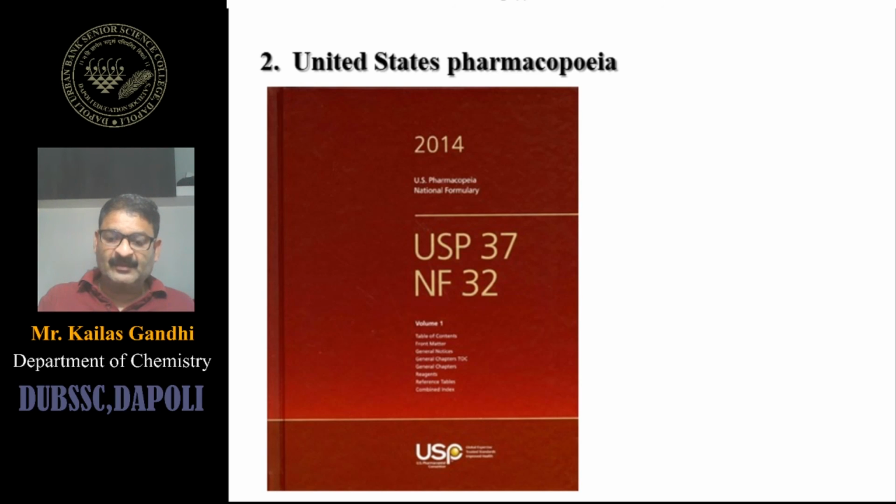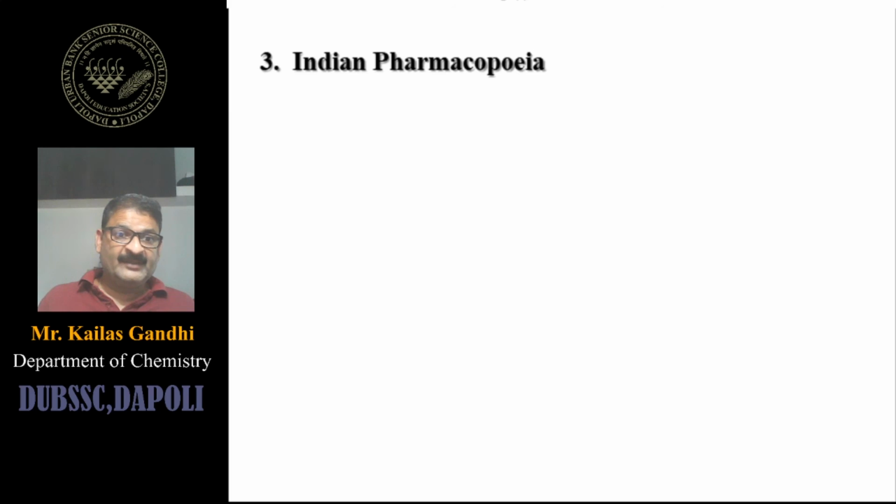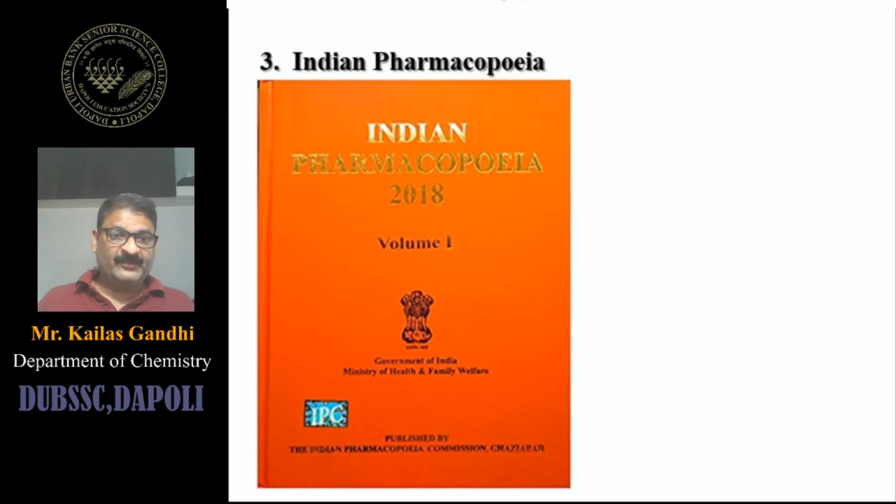And next we consider the Indian Pharmacopoeia. The Indian Pharmacopoeia was first published in 1955, and it has a large number of crude drugs and their preparations. You can see the image of the Indian Pharmacopoeia. This is the 2018 Pharmacopoeia. After that date, depending upon the updates, the Pharmacopoeias are updated.